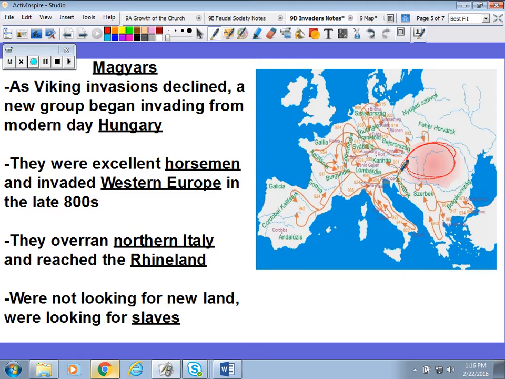In this case, the resource they're looking for is slaves. So the Magyars will take a pack of people on horses. They'll attack a town, they'll burn it, and they'll take slaves, and they'll leave in the night, real quickly.